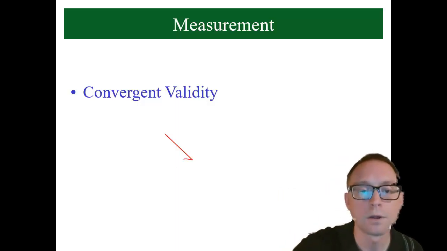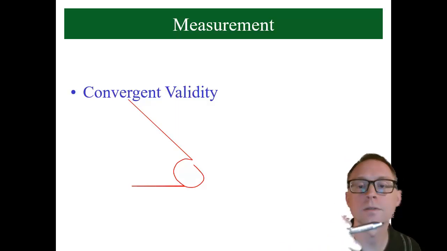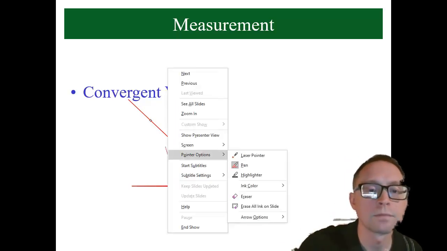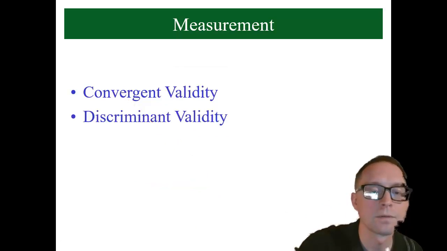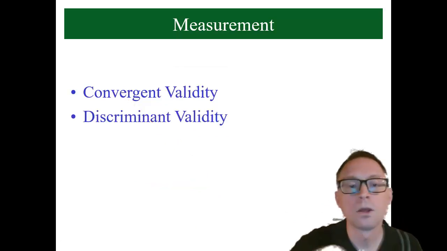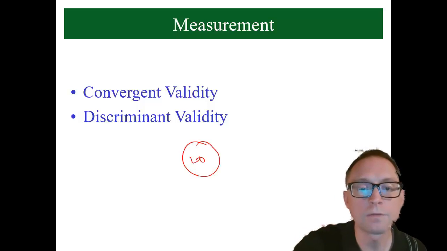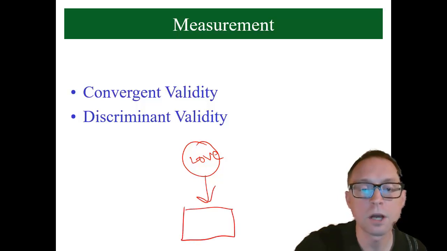So, let's say that I have the measurement of love from 17.com. So we're going to talk about discriminant validity as well. So I have love as my conceptual variable. And the measurement that I want to test to see if it is construct valid is the 17 quiz.